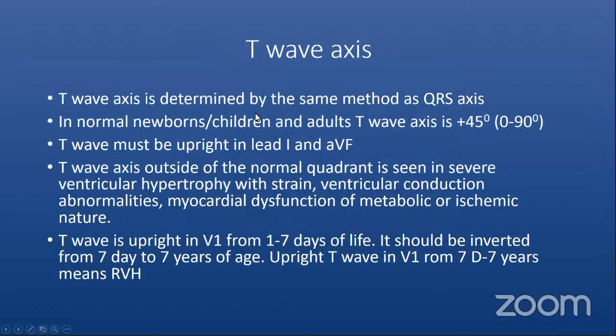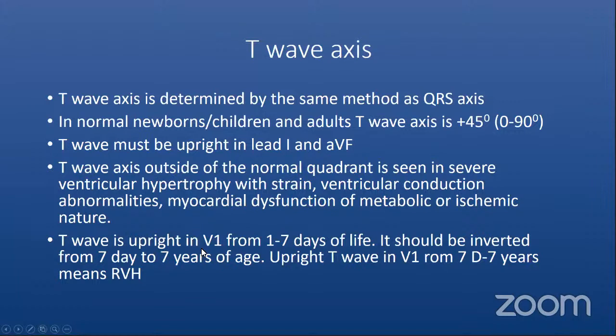T-wave axis is basically determined by the same method as the QRS axis. In normal newborn children and adults, T-wave axis is usually plus 45 or anything between 0 to 90. T-wave must be upright in lead 1 and AVF. T-wave axis outside of the normal quadrant is seen in severe ventricular hypertrophy with strain, ventricular conduction abnormalities, or myocardial dysfunction of metabolic or ischemic nature.